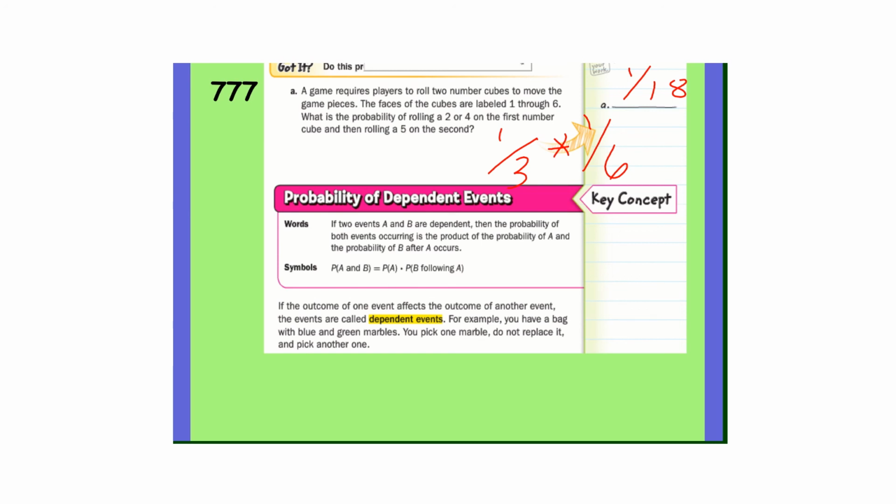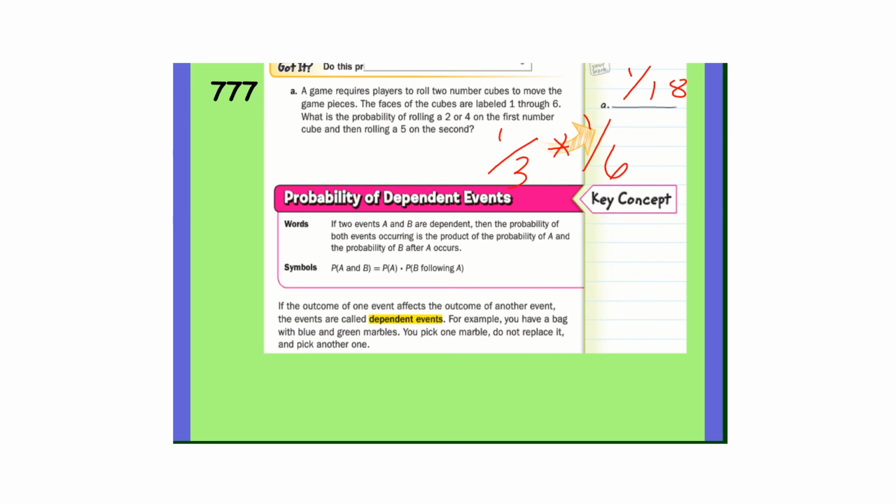Okay, if 2 events, A and B, are dependent, then the probability of both events occurring is the product of the probability of A and the probability of B after A occurs. Okay, that sounds confusing. It's really not too bad. So let's go on and we're going to try. Well, down at the bottom here, it talks about what that really means.